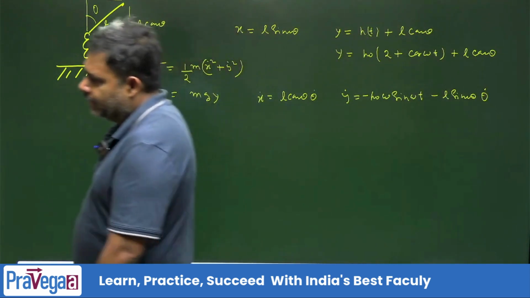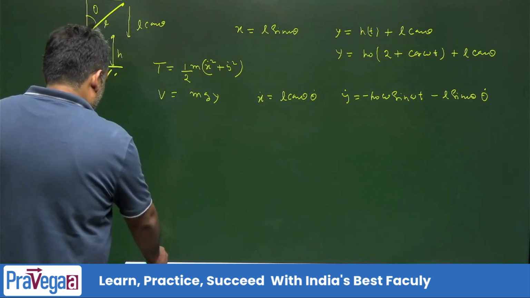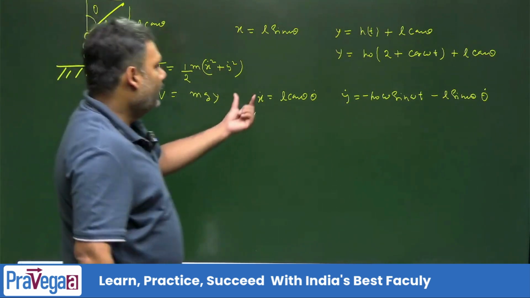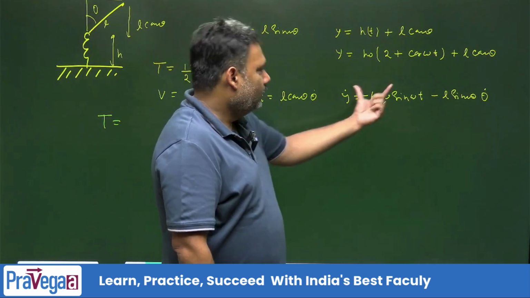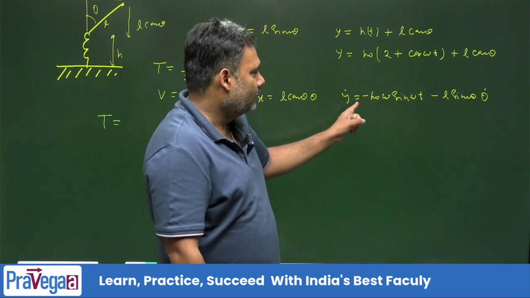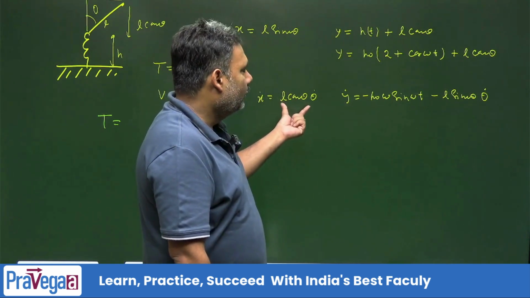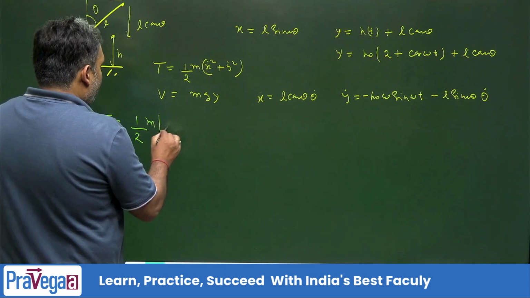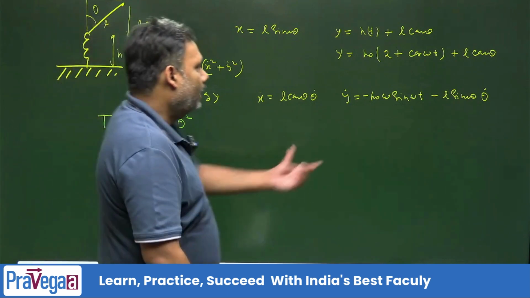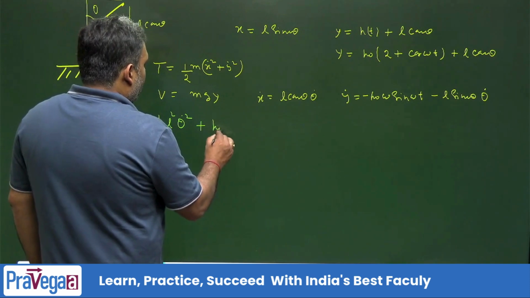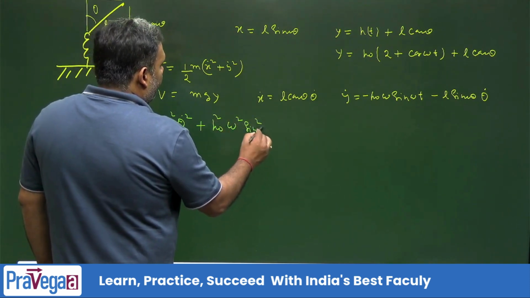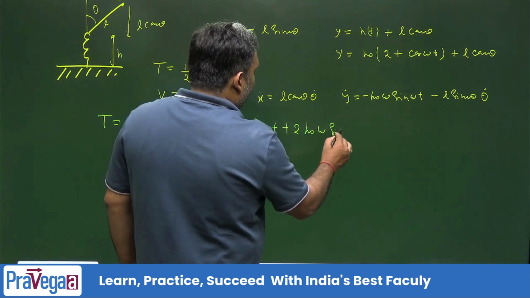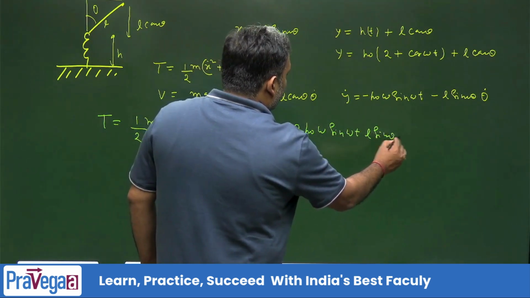First we write the kinetic energy part. The kinetic energy is half m (ẋ² + ẏ²). In ẏ², this is a² + b² + 2ab, and because both terms have a minus sign, the cross term will be plus. So L² cos²θ θ̇² and L² sin²θ θ̇² give half m L² θ̇². Then we have h0² ω² sin²ωt, and the cross term, which is plus 2 h0 ω sin ωt L sin θ θ̇.